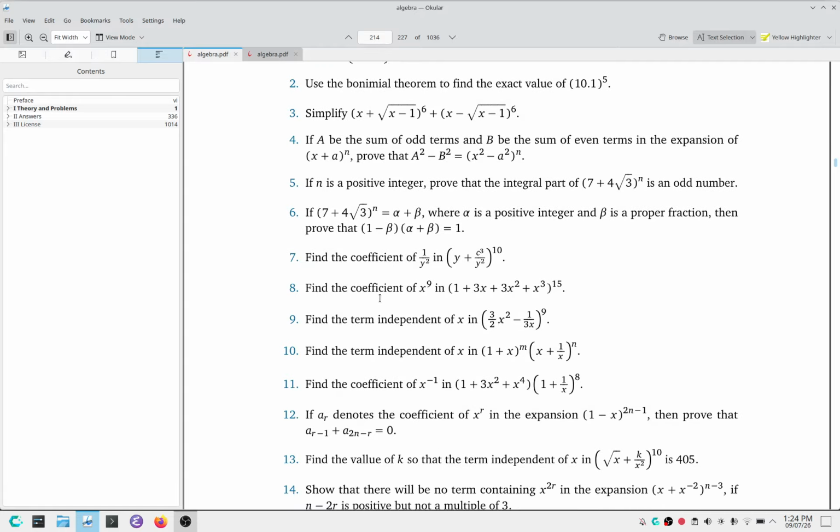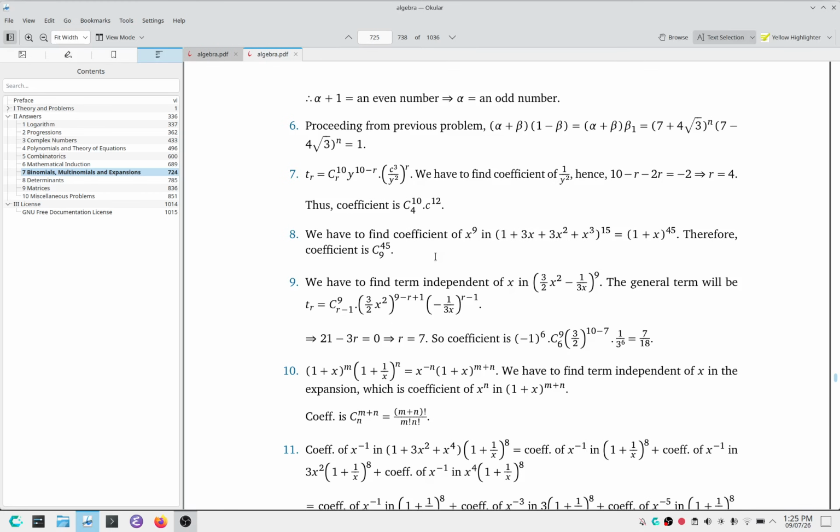Question 8 says that find the coefficient of x to the power 9 in 1 plus 3x square plus x cube to the power 15. So this is 1 plus x whole cube. So right hand side becomes 1 plus x to the power 45. Therefore, coefficient is 45C9.